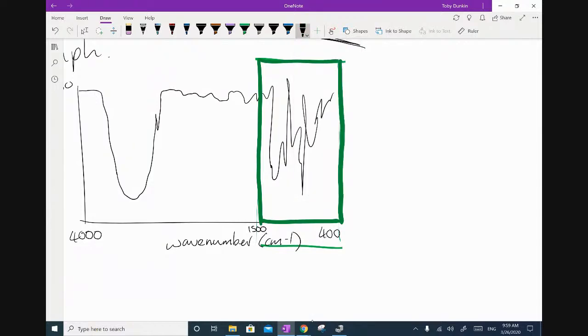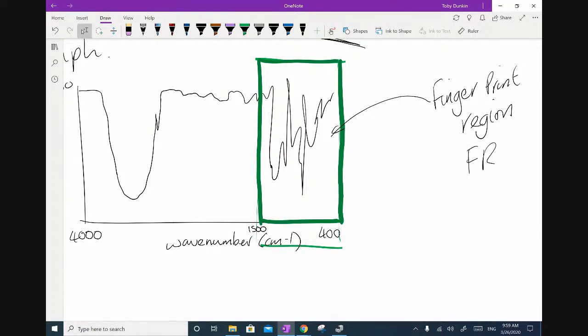That there is called the fingerprint region, otherwise known as the FPR.